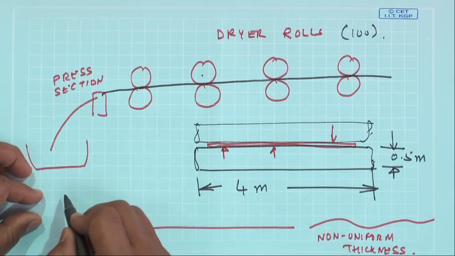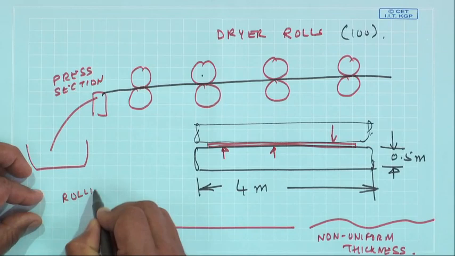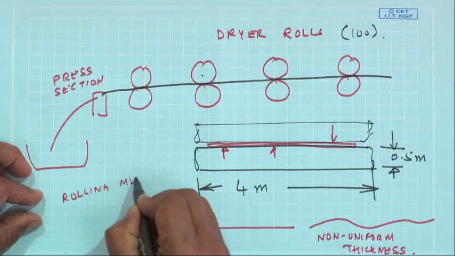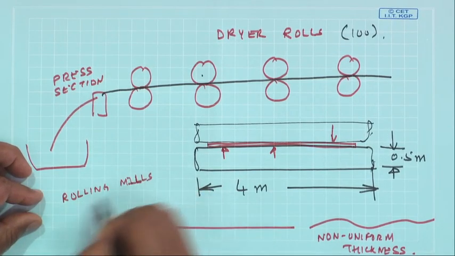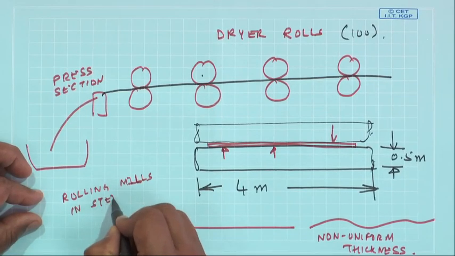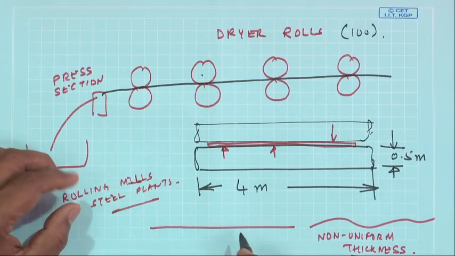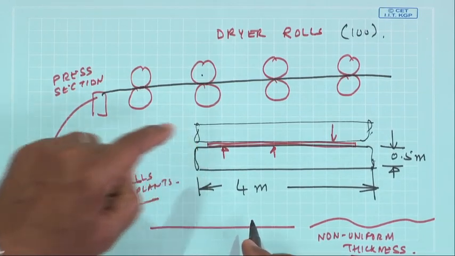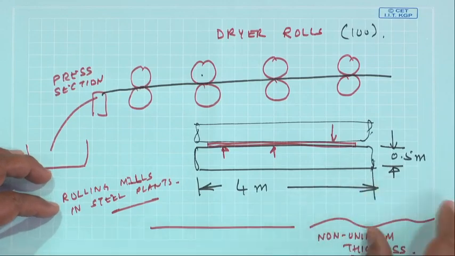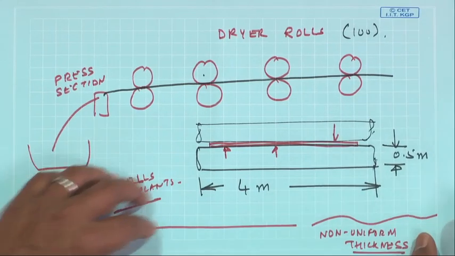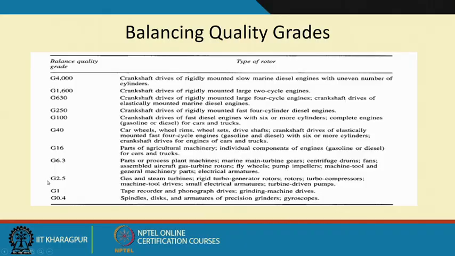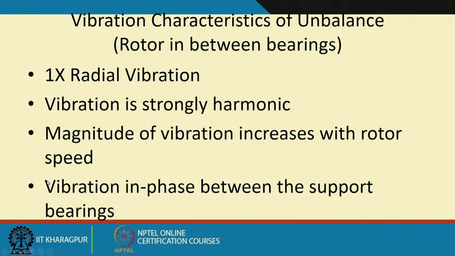Same is true for even rolling mills in steel plants. So, the product quality gets influenced by the amount of unbalance in all these rolls. So, the question is, how do we detect such unbalance? So, what is the characteristic of the unbalance by vibration monitoring?